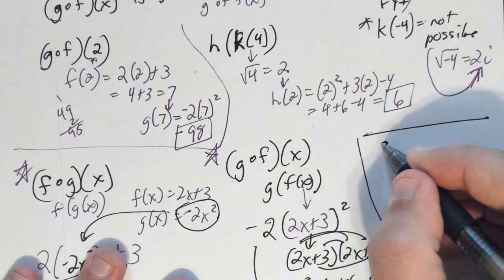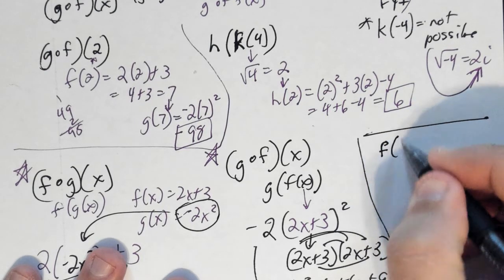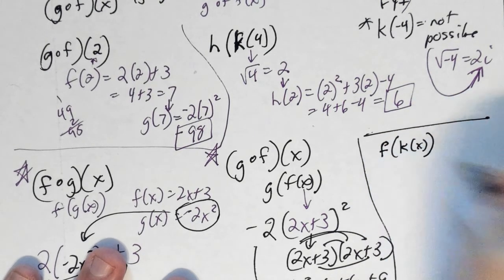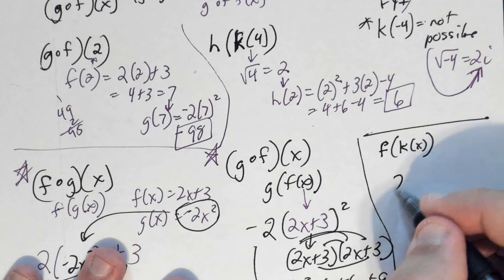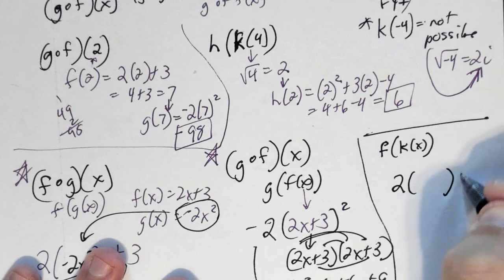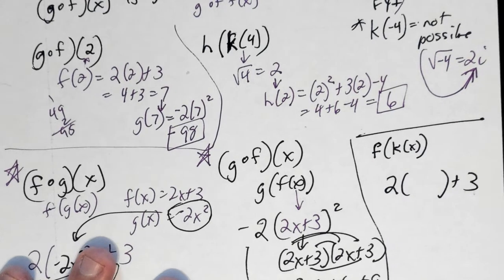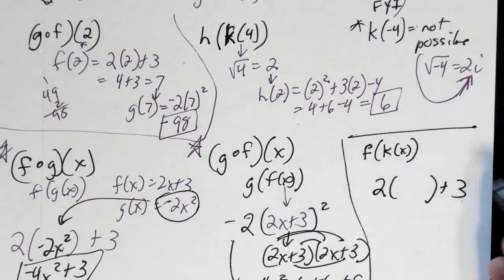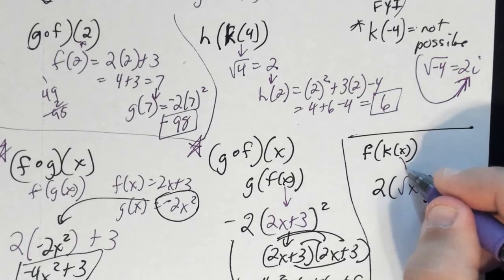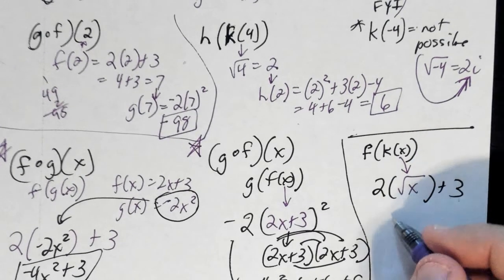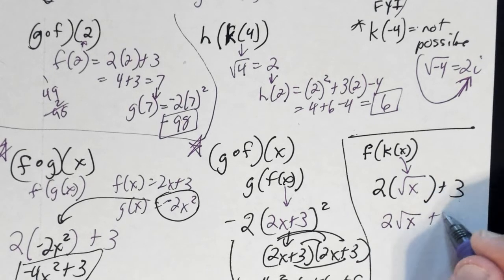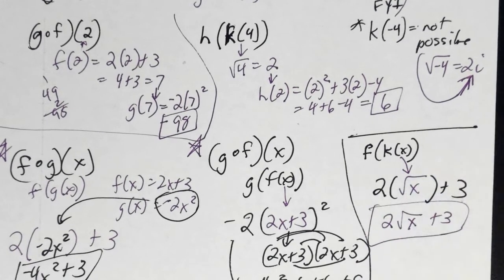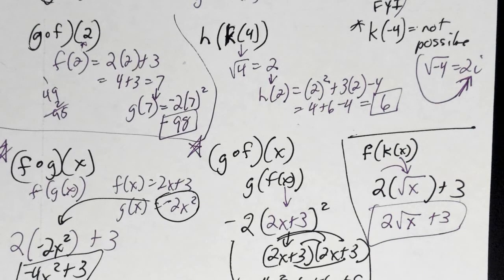So let's do one more. Let's do f of k of x, which would mean I'm going to take the f function, 2x plus 3. There's my f function. And I'm going to put the k function inside. There's the k function, which would give me 2 times the square root of x plus 3. Because all I can do is distribute that.